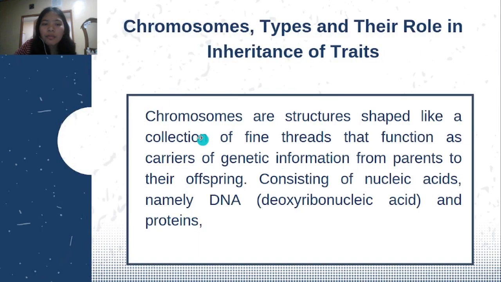And the types of chromosomes and their role in inheritance of traits. Chromosomes are structures shaped like a collection of fine threads that function as carriers of genetic information from parents to their offspring, consisting of nucleic acids, namely DNA, deoxyribonucleic acid, and proteins.